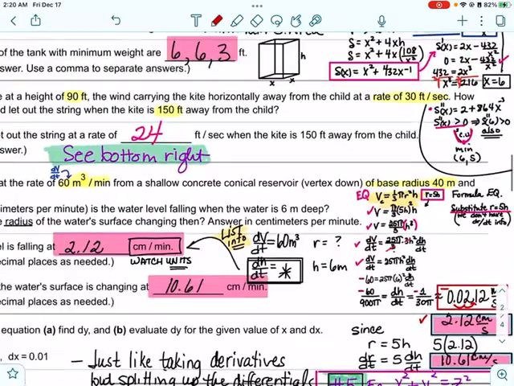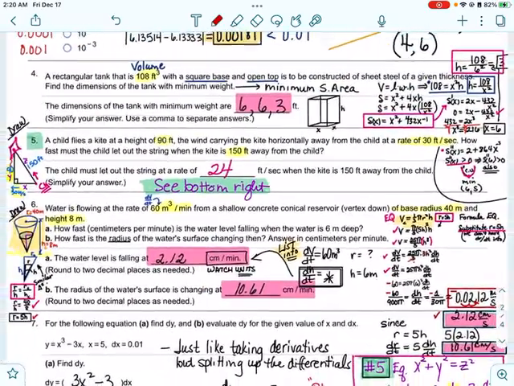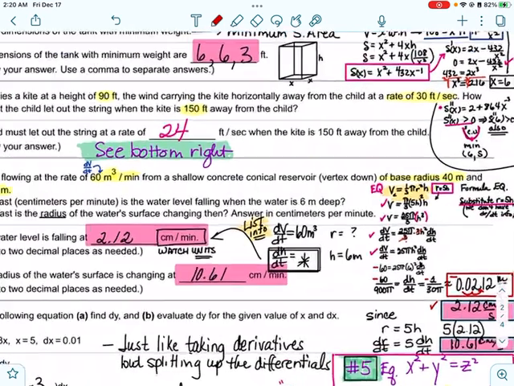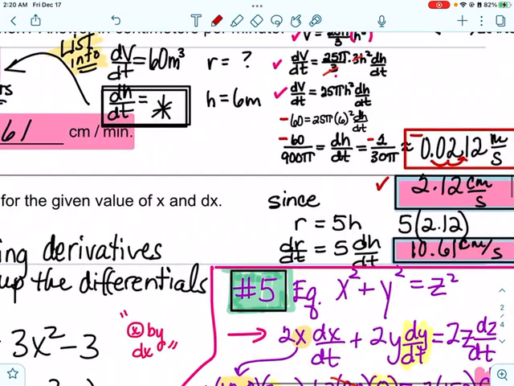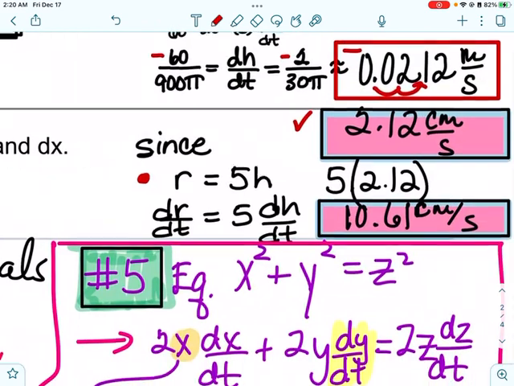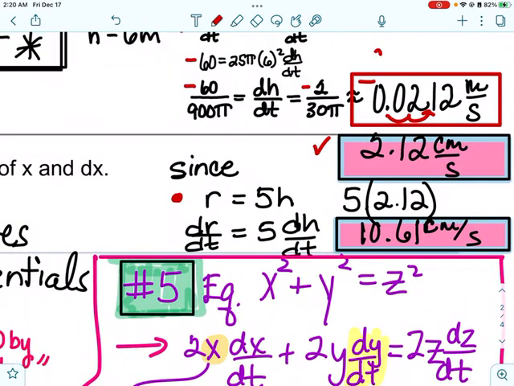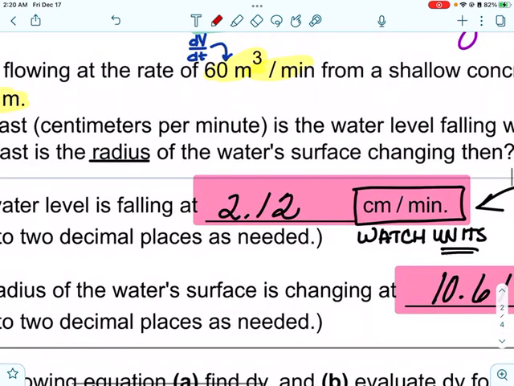Now, the radius of the water surface is changing at what rate? So I have to figure that out now. So come down here. Since r is equal to 5h, you already know what dh/dt is. Here's your dh/dt, right? And then we again wrote that here in centimeters per second. And this is negative, by the way. It's negative, but it just says the water level is falling, so we leave it as a positive there.